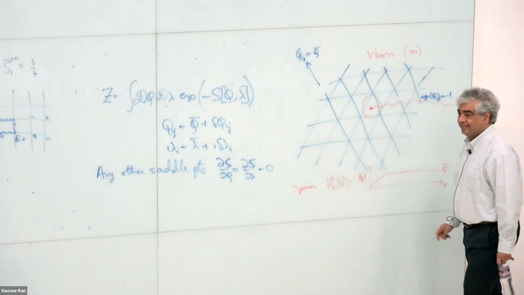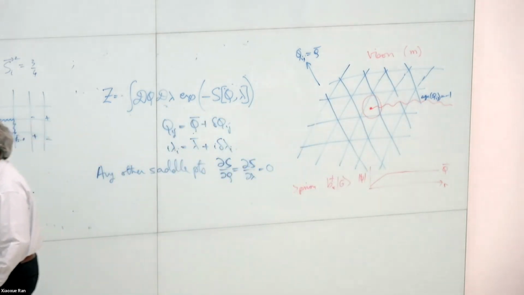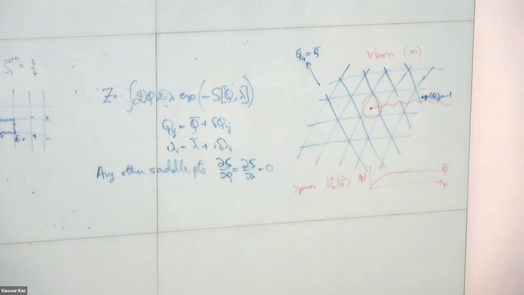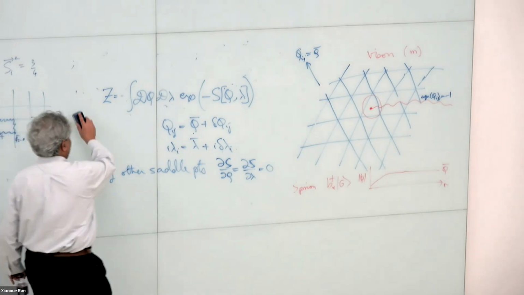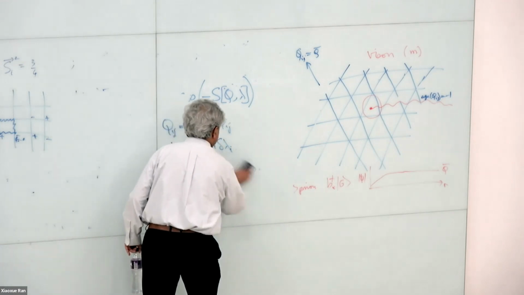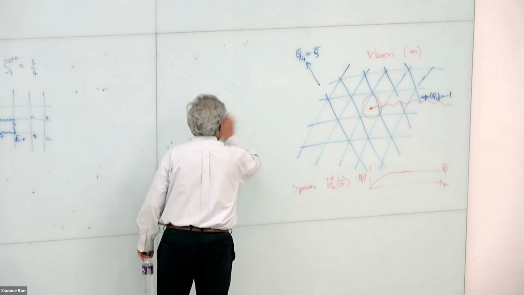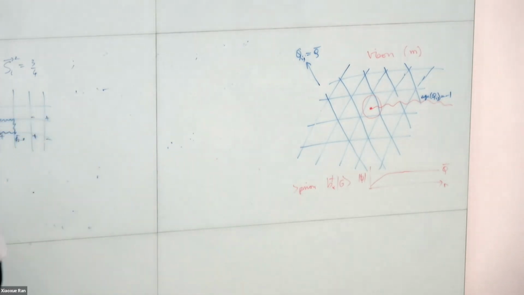Okay. Then finally, you can imagine also creating an excitation which is the bound state of a spinon and a vison. The bound state of a spinon and a vison, in modern language, is written as follows. So suppose I take a spinon and a vison far away, and I bring them close to each other.